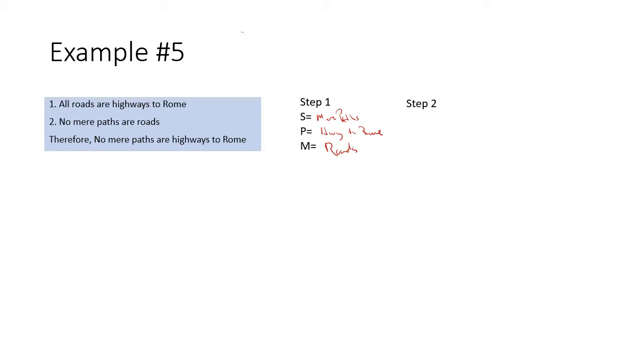So if we rewrite the argument, we've got all M are, let's see, highways to Rome is P, so all M are P. We've got no S are M, therefore no S are P.